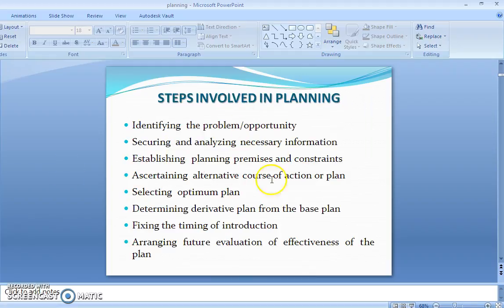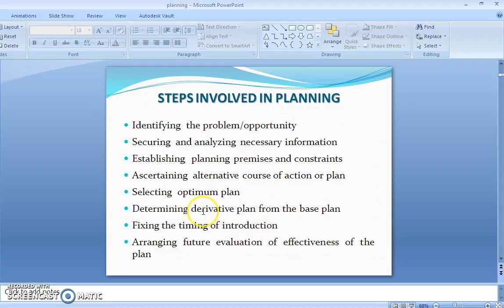Now what are the different steps involved in planning? First of all, we have to identify the problem or opportunity. Then we'll be analyzing and securing the necessary information related to the project. After that, we'll be establishing the planning premises and constraints: what are the opportunities and what are the limitations. Then we have to ascertain alternative courses of action based upon the limitations, and comparing the different alternative courses, we'll be selecting the optimum plan.